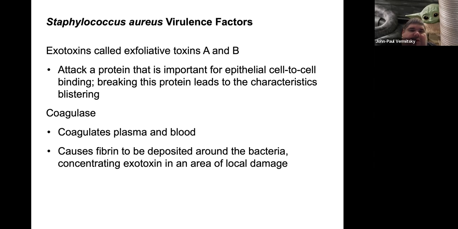Staph aureus will release exotoxins called exfoliative toxins A and B. What they do is attack a protein that is important for epithelial cell-to-cell binding. Breaking this protein leads to the characteristic blistering. They also have coagulase. Coagulase will coagulate plasma and blood, causing fibrin to be deposited around the bacteria. What this will do is concentrate the exotoxin in the area of local damage.